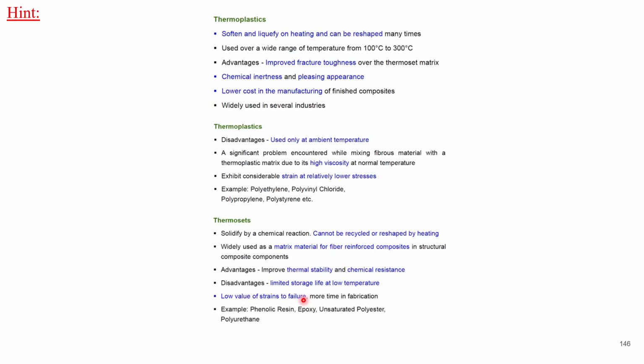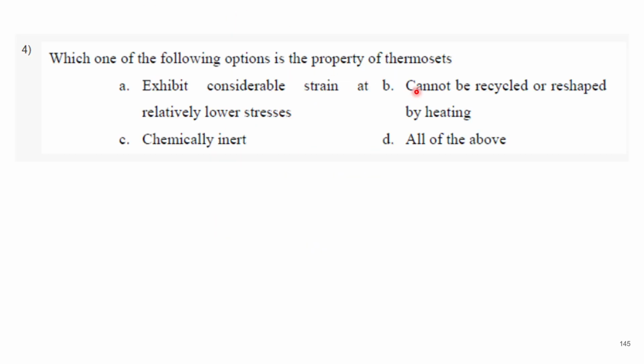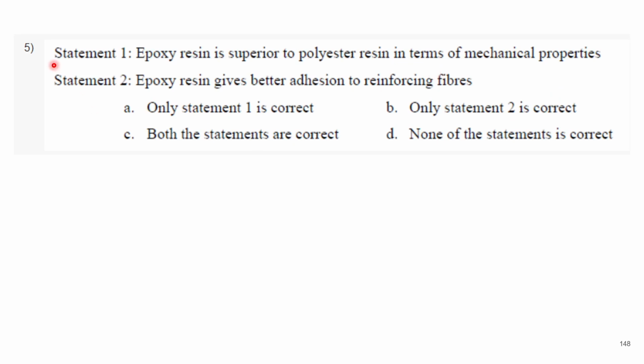So third, thermoset solidified by a chemical reaction cannot be recycled or reshaped by heating. It is solidified by chemical reaction and it cannot be recycled and reshaped by heating. So that is the correct option. So B, cannot be recycled or reshaped by heating, is the correct option for the thermoset property. Fifth question, statement 1: epoxy resin is superior to polyester resin in terms of mechanical properties.